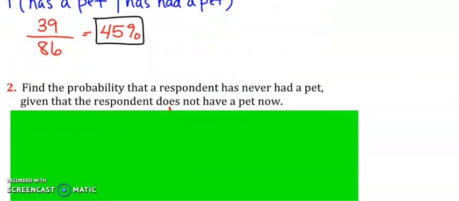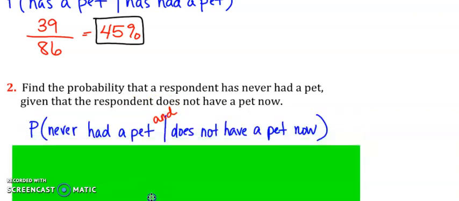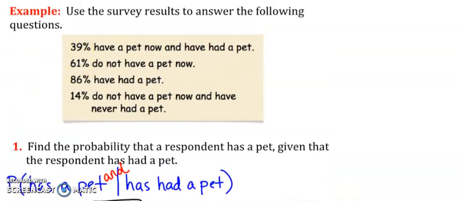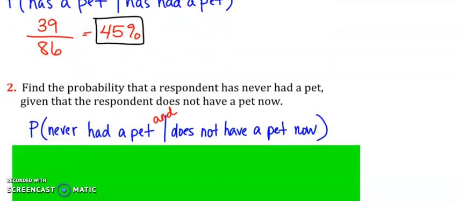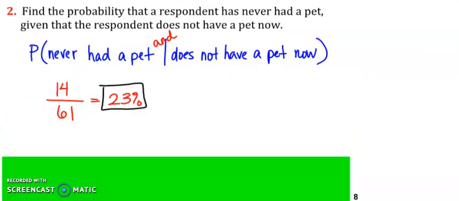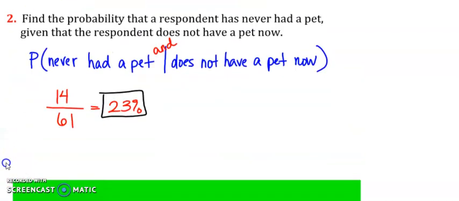Number 2, find the probability that a respondent has never had a pet, given that they do not have a pet now. So again, this might be in your best interest to write in probability notation. So my denominator is going to be only the do not have a pet folks, and my numerator is going to be the number of people who satisfy both of these requirements. So the bottom number is does not have a pet now, so 61%. And the numerator is going to be never had a pet and they don't have a pet now. And that looks to be 14. Let's see if we did it correctly, shall we? Oh, 14 out of 68. 68, whoa, what am I saying? 61, my bad. All right, so that is it for conditional probability.